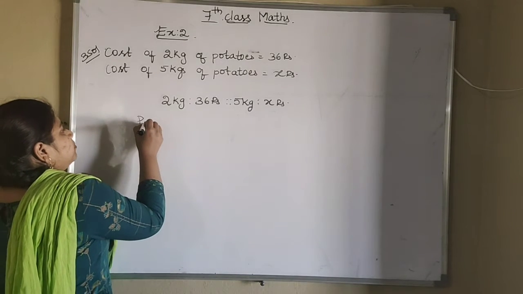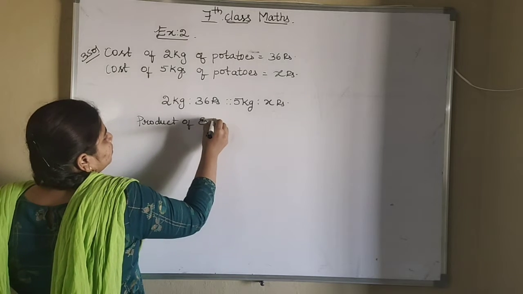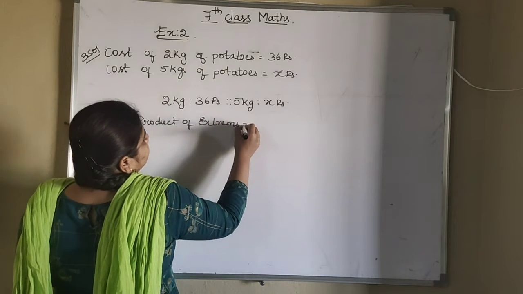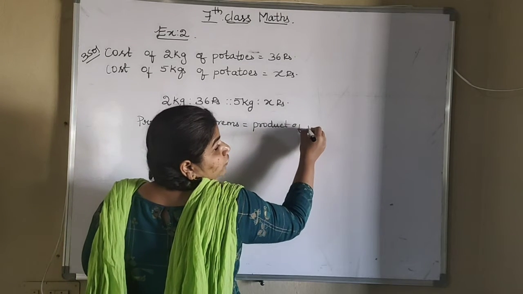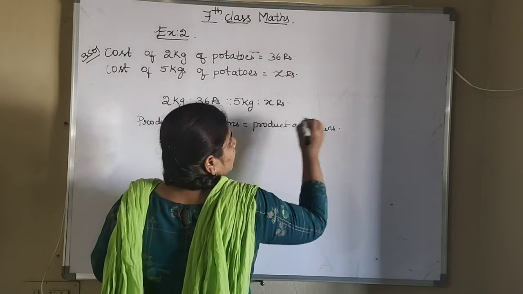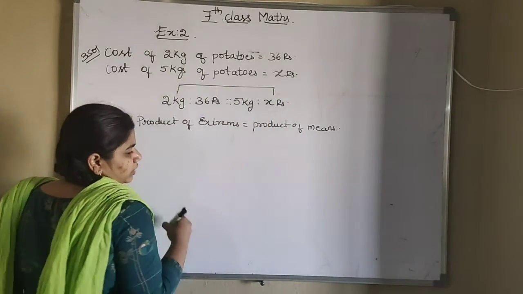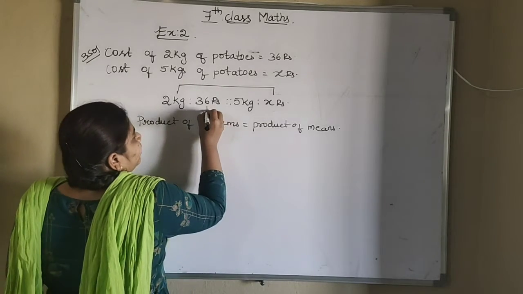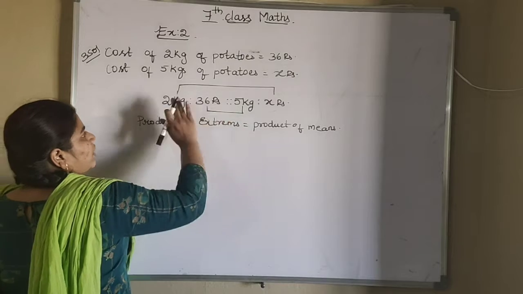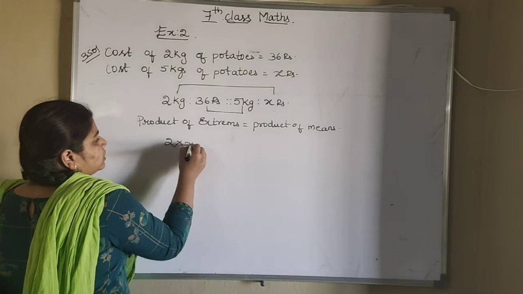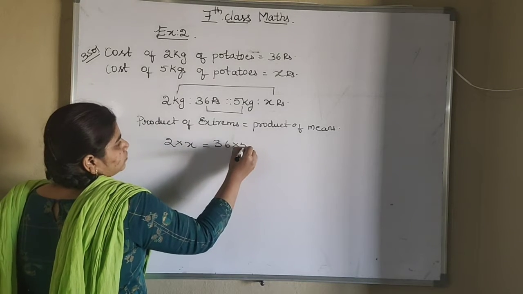So you write here: product of extremes is equal to product of means. What are the extreme values? The first and last terms will be extremes, and in the same way the second and third will be means. So product of extremes: 2 into x will be equal to means, that is 36 into 5.